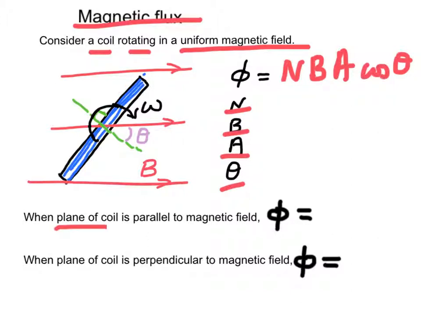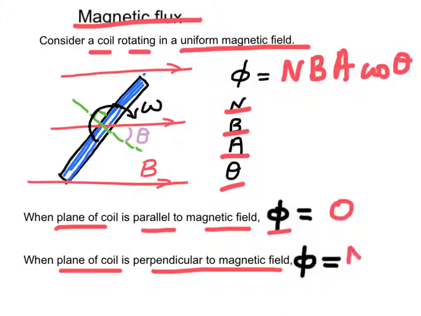When the plane of the coil is parallel to the magnetic field, magnetic flux phi is equal to 0. When the plane of the coil is perpendicular to the magnetic field, magnetic flux phi is equal to NBA. Notice that the unit of magnetic flux is tesla meter squared, or weber.